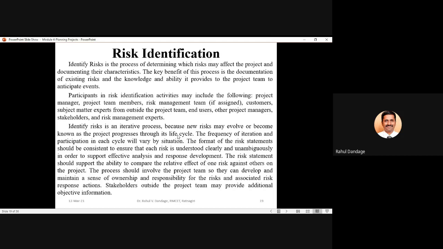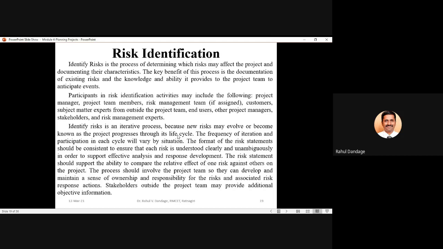The format of the risk statement should be consistent to ensure that each risk is understood clearly and unambiguously, in order to support effective analysis and response development. The risk statement should support the ability to compare the relative effect of one risk against another on the project. So the risk statement you are preparing must be consistent and uniform, to ensure that the risk will be understood clearly and unambiguously.